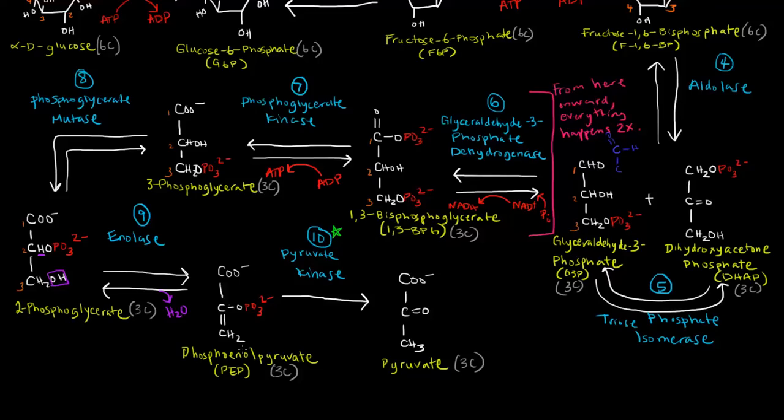Well, the carboxyl group stays the same. The methyl group, we form the methyl group, right? We get rid of this alkene, we get rid of this phosphate group. Where does that phosphate group go?